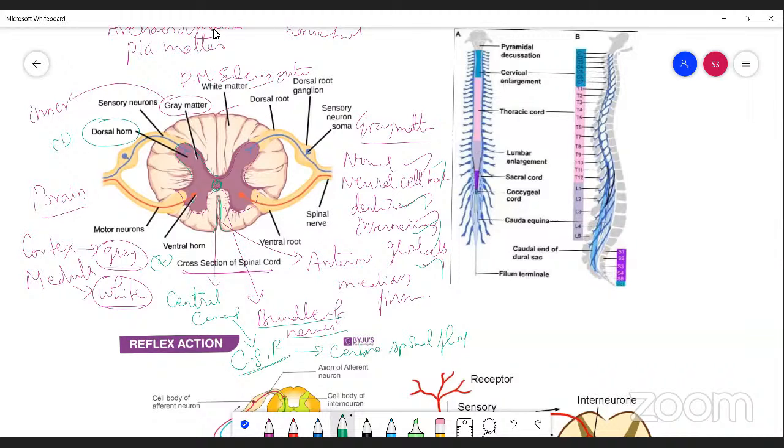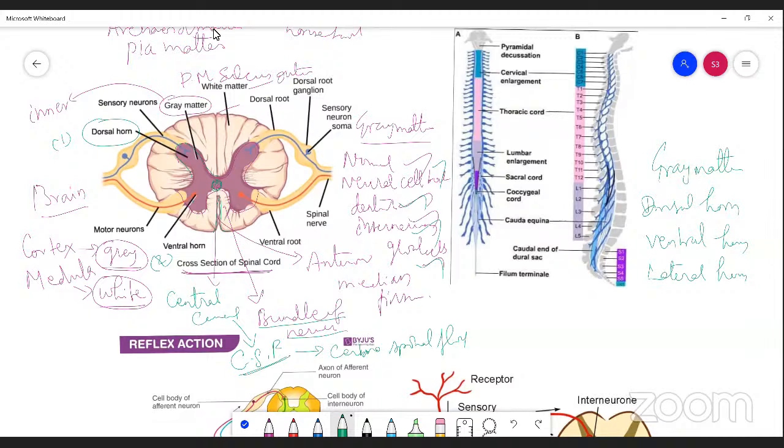So the gray matter is divided into how many parts? The gray matter is divided into dorsal horn, ventral horn, and lateral horn. Do you understand? That's one of the 5-mark questions. If asked to explain the cross section of the spinal cord, you have to draw this diagram and explain the gray matter, white matter, and the different types of horns: dorsal horn, ventral horn, and lateral horn.